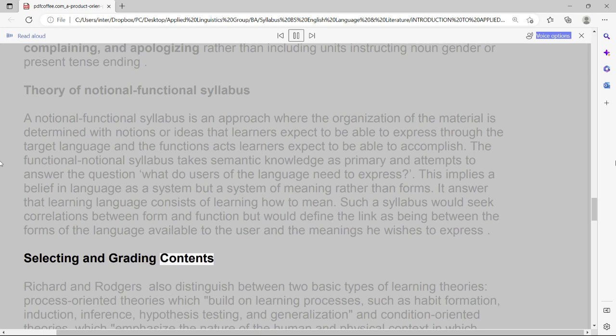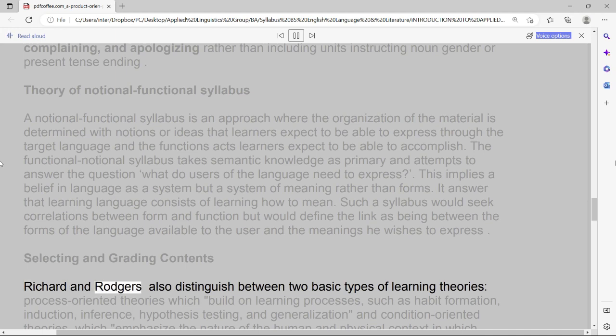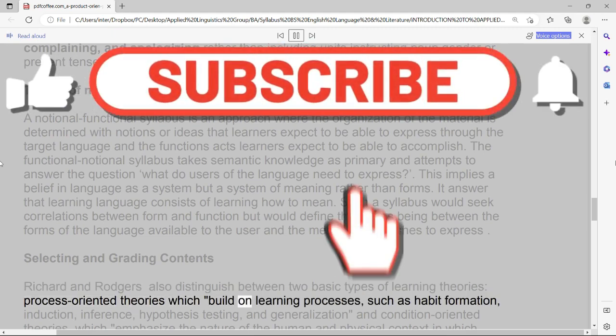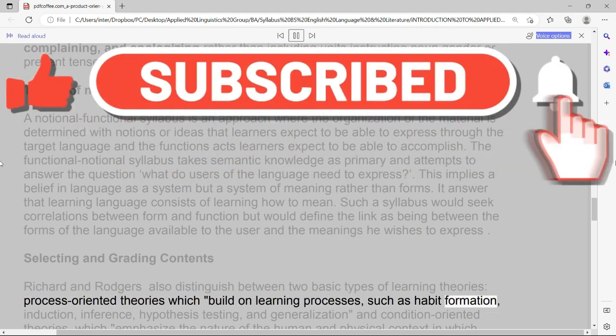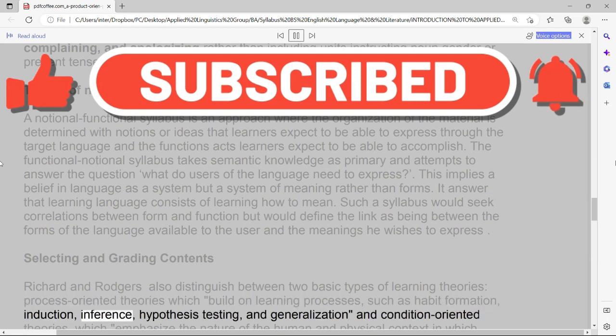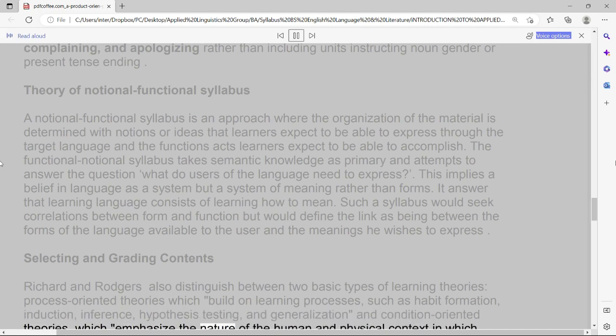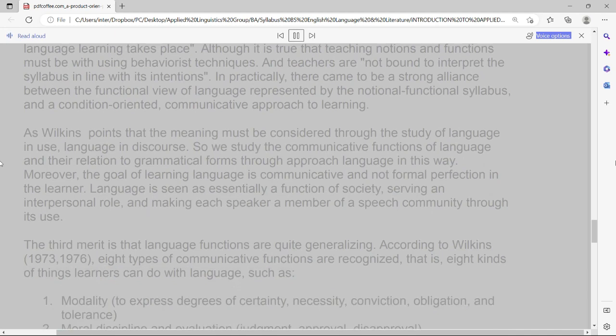Selecting and grading contents. Richards and Rogers also distinguish between two basic types of learning theories: process-oriented theories, which build on learning processes such as habit formation, induction, inference, hypothesis testing, and generalization, and condition-oriented theories, which emphasize the nature of the human and physical context in which language learning takes place.